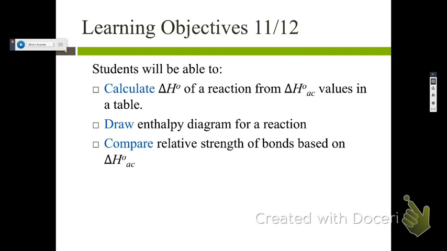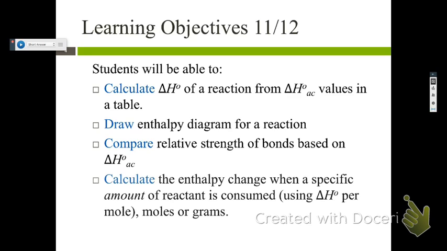And that's going to allow us to start thinking about the strength of bonds based off of the value of delta H of a reaction or of an individual reactant. So we're going to be spending a lot of time doing some calculations. Some of that's going to involve quantities as well.